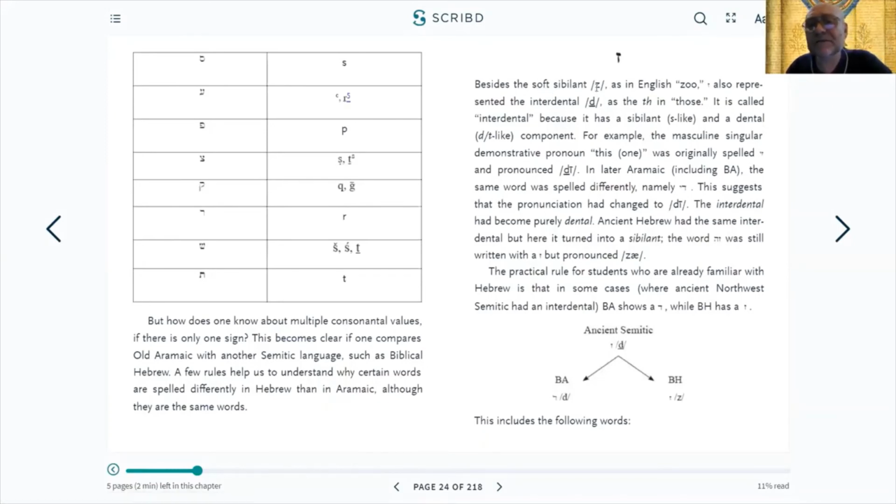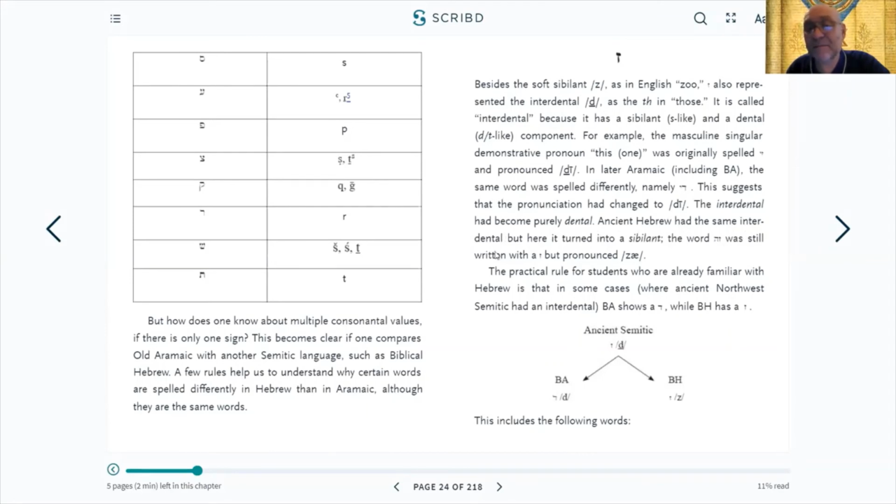Okay, besides the soft sibilants, Z, as in English zoo, also represents the interdental D, as in th in those. It is called interdental because it has a sibilant S-like and a dental DT-like component. For example, the masculine singular demonstrative pronoun "this one" was originally spelled DI, yeah. Okay, in later Aramaic, including Biblical Aramaic, the same word was spelled differently, namely, you've got the Dalet Yod. This suggests that the pronunciation had changed to Dalet Yod. The interdental had become purely dental.